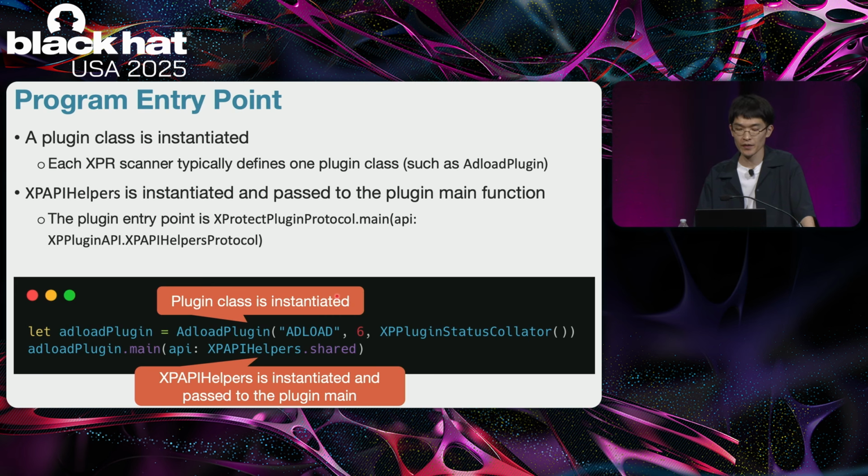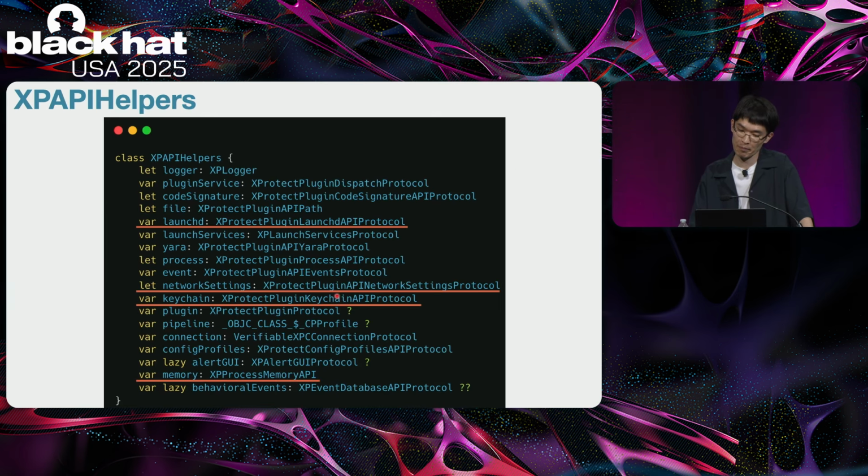After the model_init_func0 finishes, the scanner moves to its entry point. At this stage, the scanner creates an instance of its plugin class. For example, in the case of the adload scanner, it creates an instance of the adload plugin. Most XPR scanners define just one plugin class. Then the scanner creates an instance of the XP API helpers and passes it as an argument to the plugin main function. So what is XP API helpers?